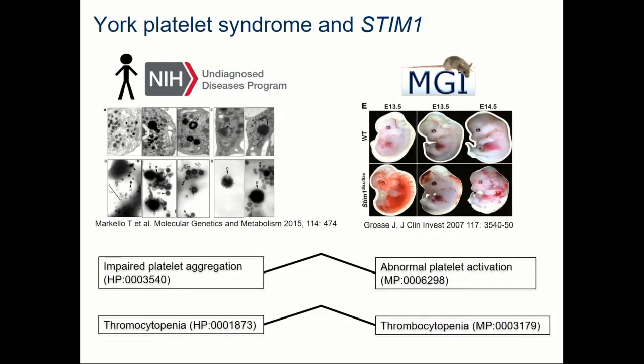And an example of a novel discovery that we made with the UDP: there were two patients with variants in the STIM1 gene. They were considering it as a candidate, and when we ran Exomiser, it was the top hit because there was already an existing mouse model published in the literature, in this paper here, that showed very similar phenotype abnormalities to the patient. There was abnormal platelet activation and thrombocytopenia phenotypes being picked up.